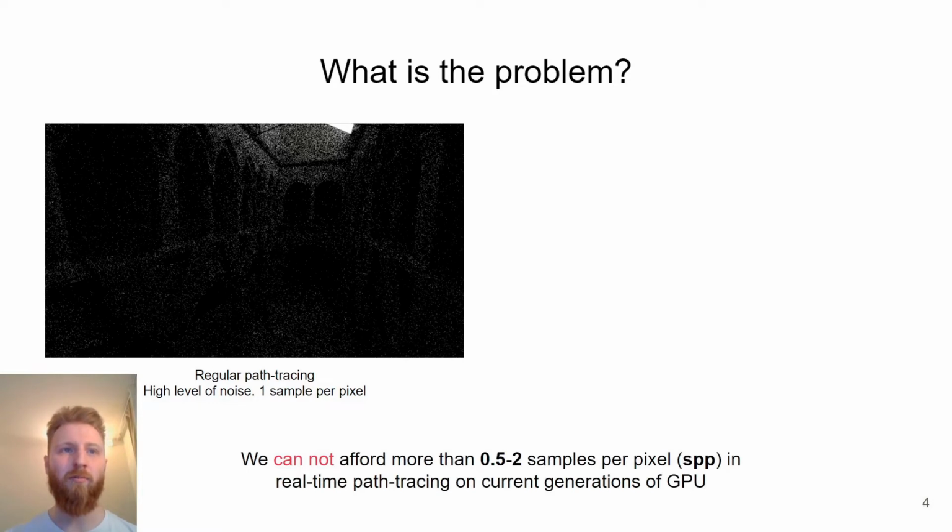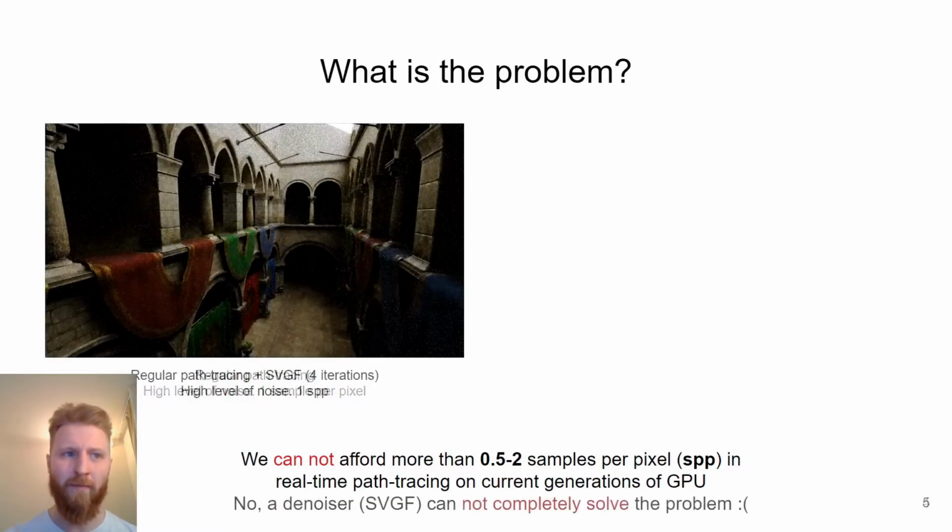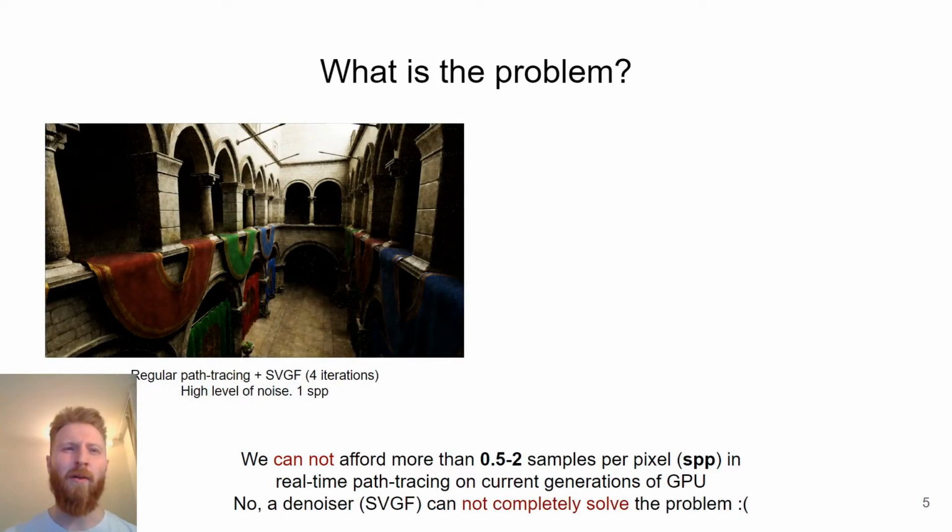We can't afford more than 1-2 samples per pixel in real-time path tracing on modern GPUs, especially taking into account that we need to do other work on the GPU too, like mesh animation, tone mapping, some camera effects, and so on. Even applying the very popular SVGF denoiser doesn't solve the problem completely. It could introduce bubbling and give biased, over-darkened results in some cases like that.